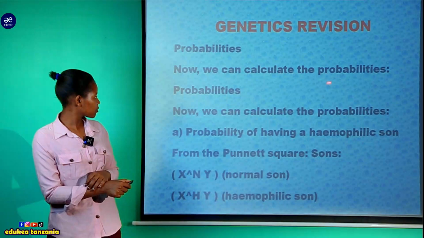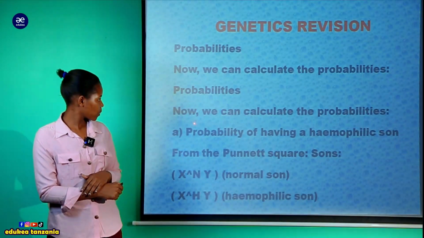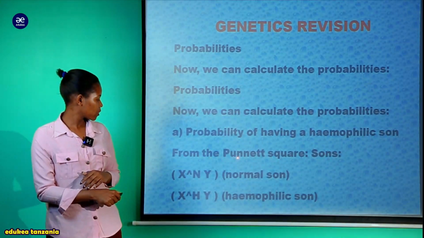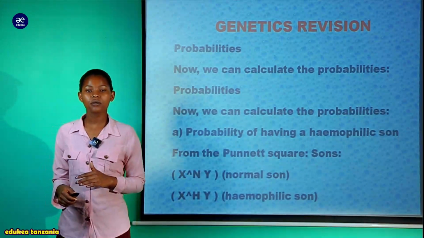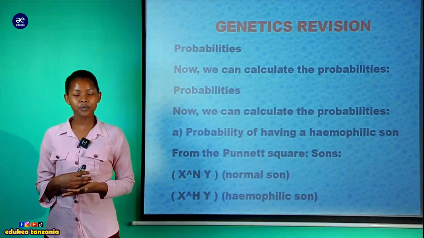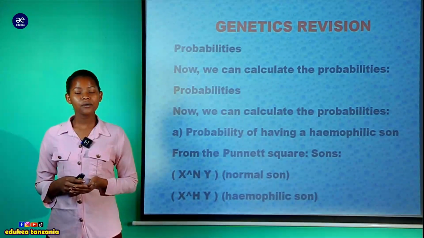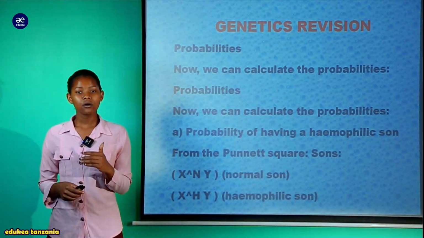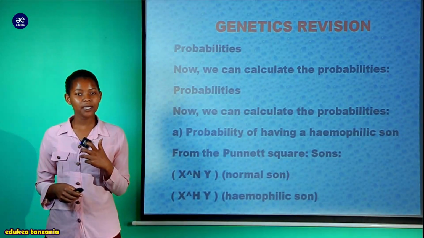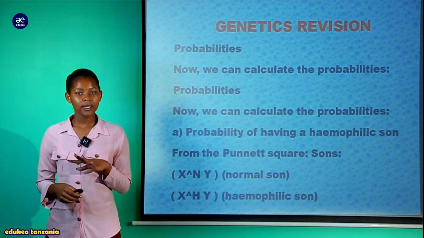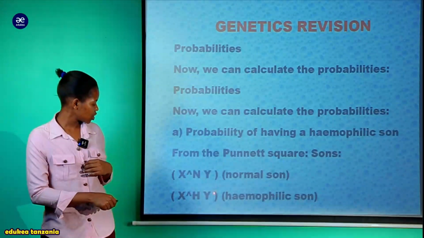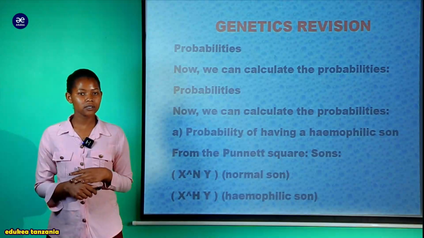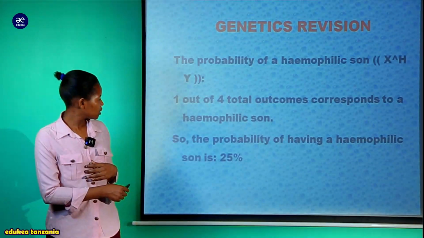Now we can calculate the probabilities. As we can see, A, the probability of having a hemophilic son from the Punnett square. We will take the number of sons. We have 2 offspring who were male, and now we will take those 2 offspring. We will look at how many of those two are hemophilic. And now you can see here the hemophilic son is only one, so you will take 1/2.